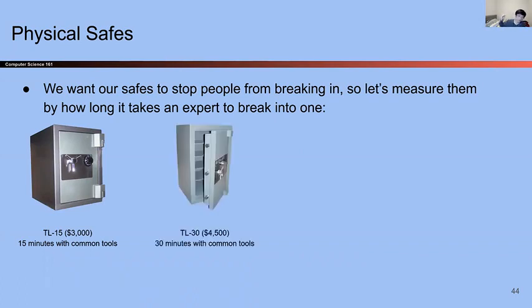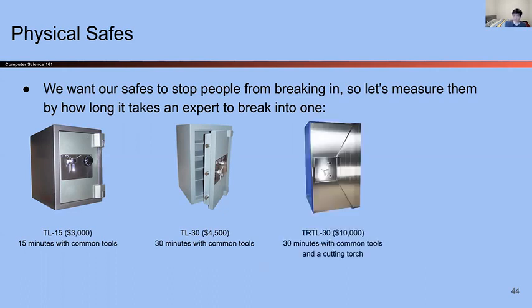Moving up a notch is the TL30. So this is the same thing, but now it takes 30 minutes with common tools instead of 15. This is TRTL30. So this is the same thing as before. It's still 30 minutes, but now this expert has access to common tools as well as a cutting torch. So just a torch that gets so hot it can melt through the walls, or it can melt through metals.